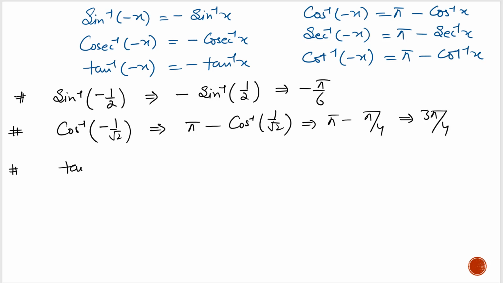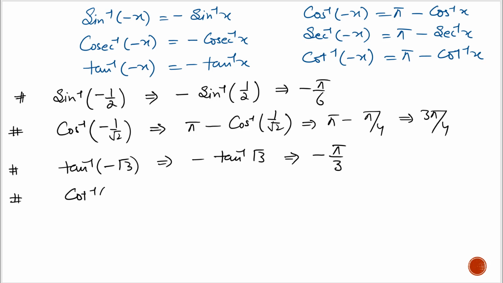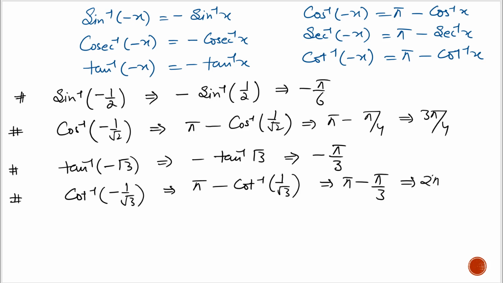Next, tan inverse minus root 3. We'll take minus common, tan inverse root 3 and the value of tan is root 3 at pi by 3. The answer is minus pi by 3. Next, cot inverse minus 1 by root 3, which equals pi minus cot inverse 1 by root 3. And the answer is pi minus pi by 3, which equals 2 pi by 3.